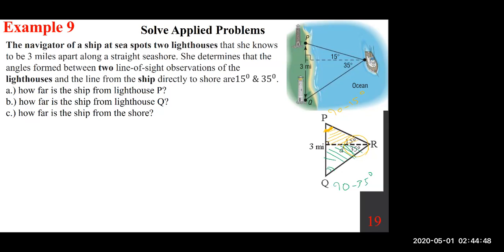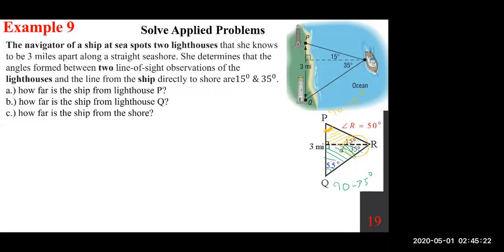Because the top half is a right triangle, the bottom half is a right triangle. All angles add up to 180. We have a 90-degree angle, we have a 15-degree angle, we can find the P angle. Down here we have a 90-degree angle and a 35-degree angle, so we can find the Q angle. So that's why this is 90 minus 35, or 55 degrees.